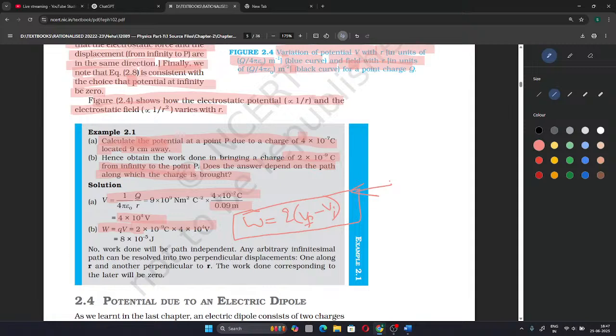The work done does not depend on the path. Work done will be path independent. Any arbitrary infinitesimal path can be resolved into two perpendicular displacements, one along r and another perpendicular to r. The work done corresponding to the latter will be 0.